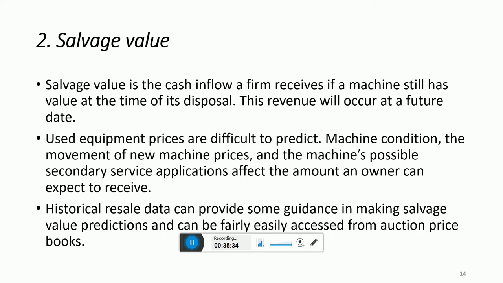The movement of new machine prices and the machine's possible secondary service applications affect the amount an owner can expect to receive. A machine having a diverse and layered service potential will command a higher resale value. If a machine has diversity in application, it has higher value at the end.